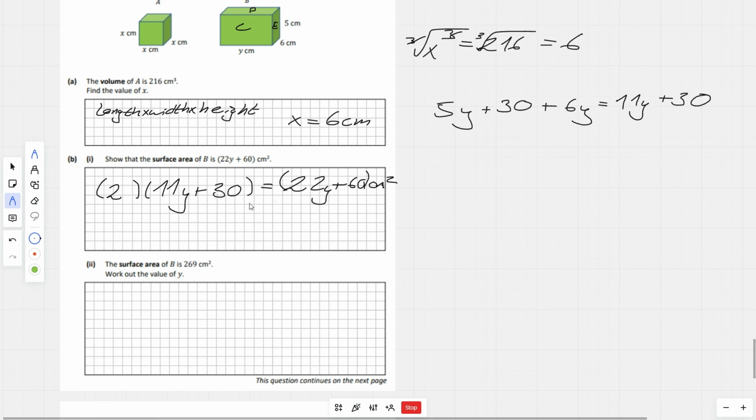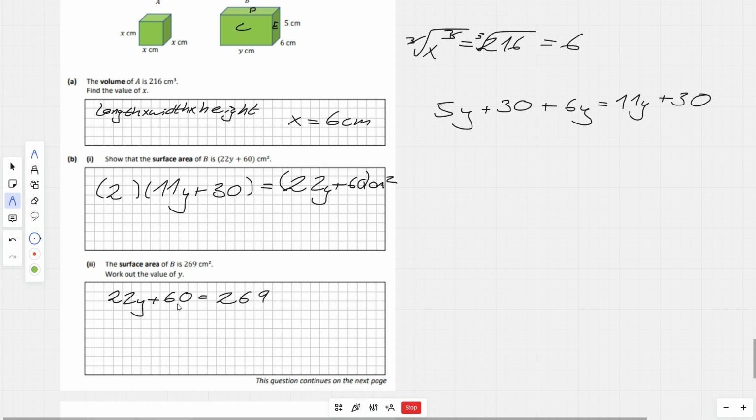Even if you couldn't do part 1, you can still use that because they actually give it to you in the question. So we do 22y plus 60 is equal to 269. What we're doing is really obvious because we have shown that the surface area of B is this, and then we're told that the surface area of B is this. So we're saying they're the same, but we have it written in two different terms. So we can say 22y plus 60 is equal to 269.